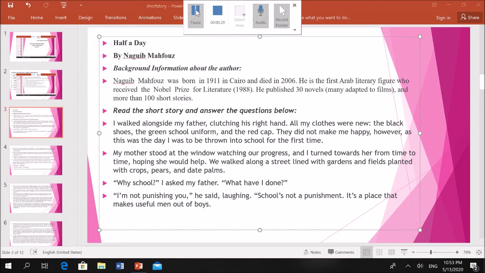He's the first Arab literary figure who received the Nobel Prize for Literature in 1988.